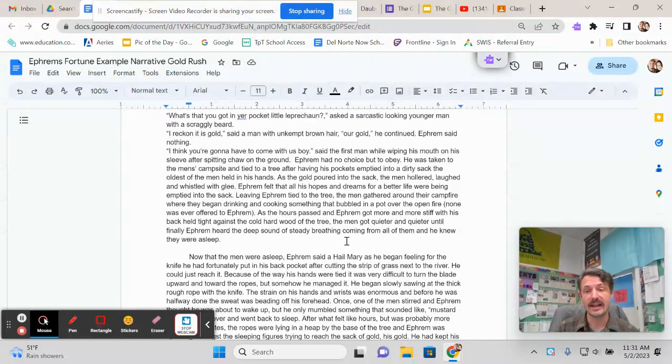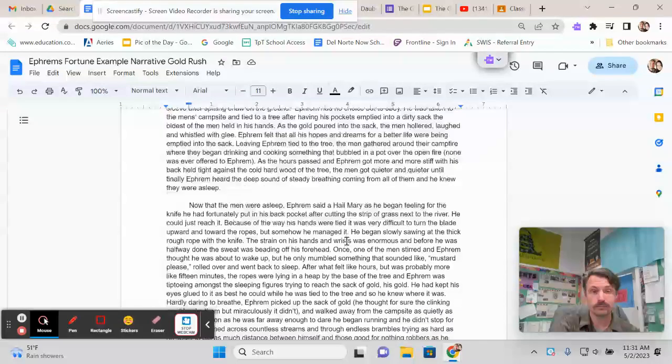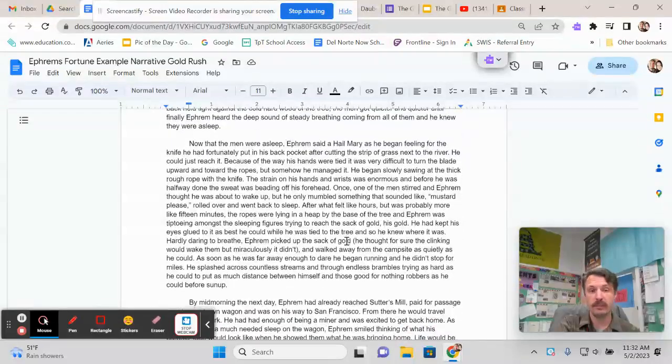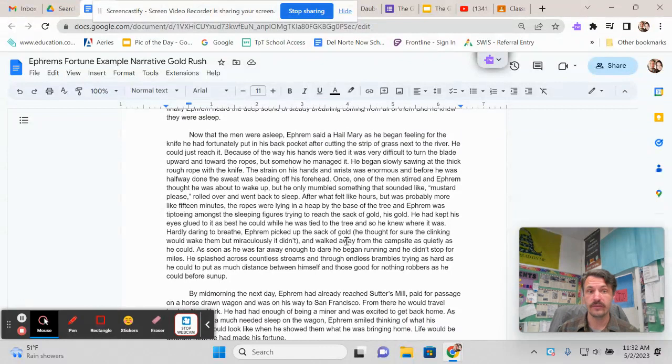Notice that's my second main body paragraph, and it's also my second main event, which is just Ephraim gets captured and all of his gold gets stolen. This is my third main body paragraph, and it's also my third main event.